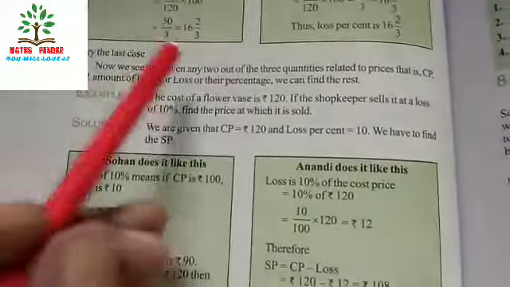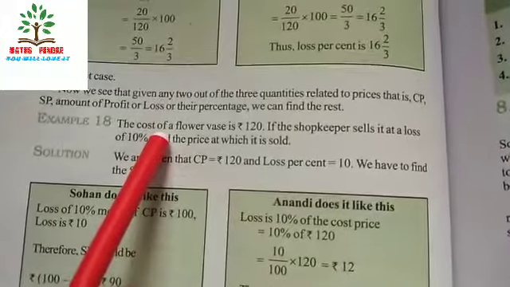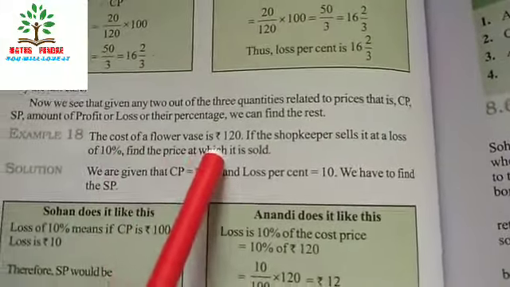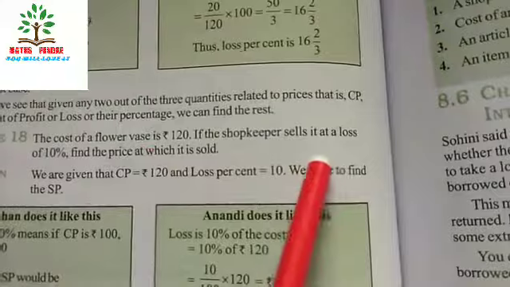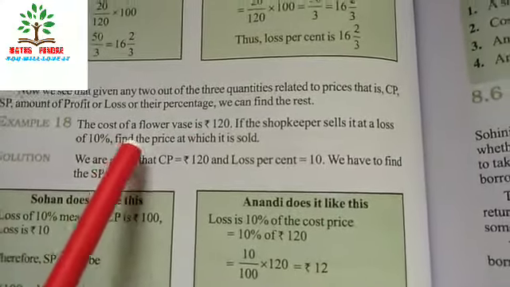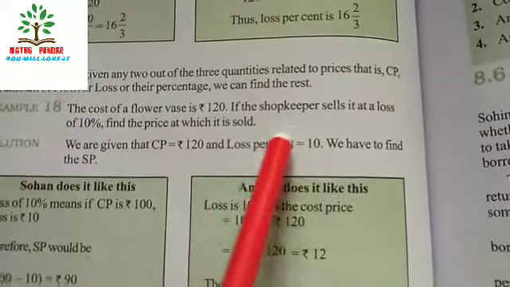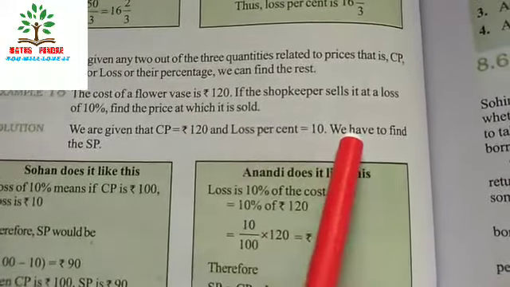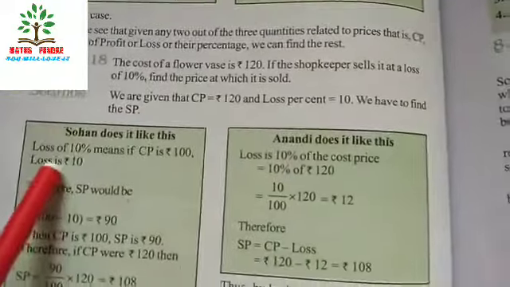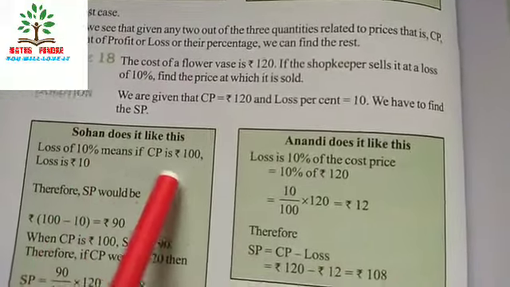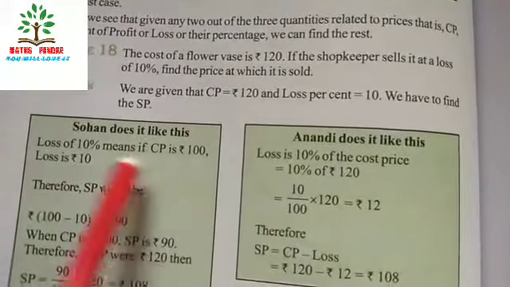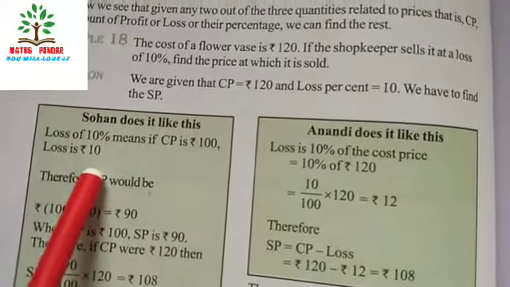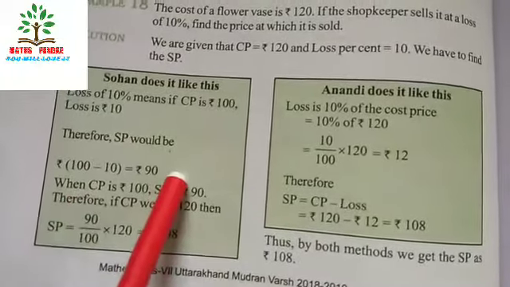Now looking at example 18, the cost of a flower vase is rupees 120. If the shopkeeper sells it at a loss of 10%, at what price is it sold? So CP is known, 120, and loss percent is known, 10. We have to find SP. When CP is 100, loss is 10. Therefore, SP would be rupees 90.